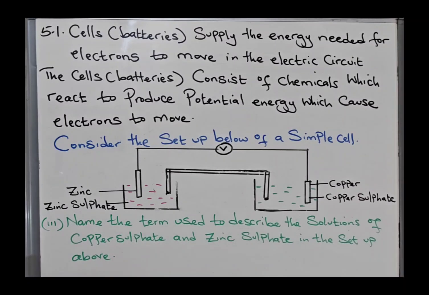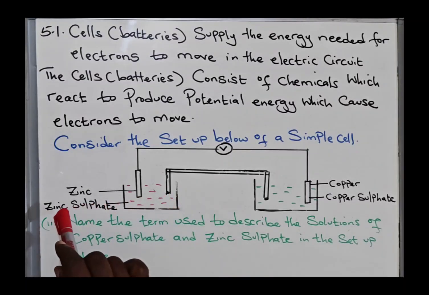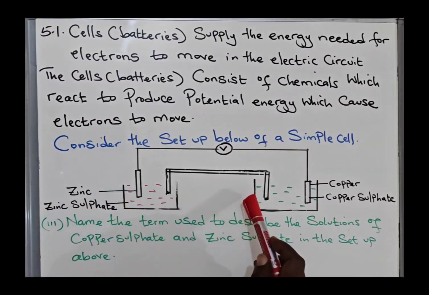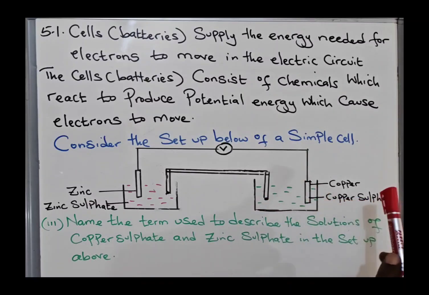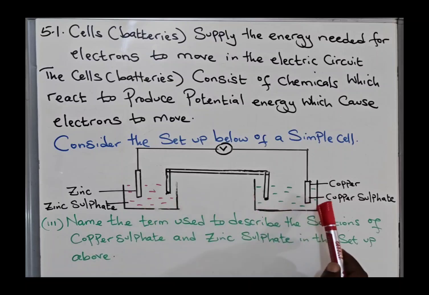Then we come to this one. It says, name the term used to describe the solutions, zinc sulfate and copper sulfate, in the setup above. So this is what we have. This is a solution, which is zinc sulfate. And here is another solution, which is copper sulfate. What is the common term which refers to these solutions? We call them electrolytes.